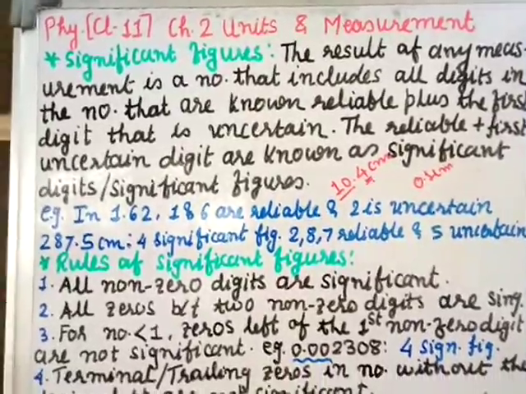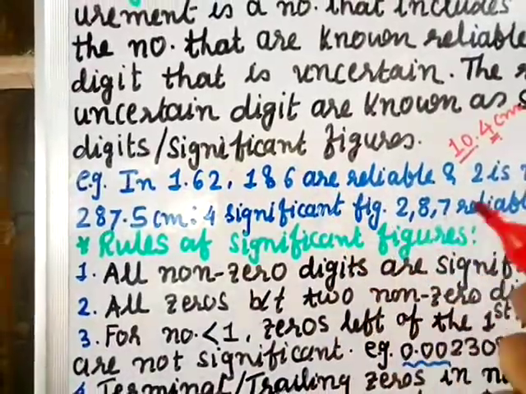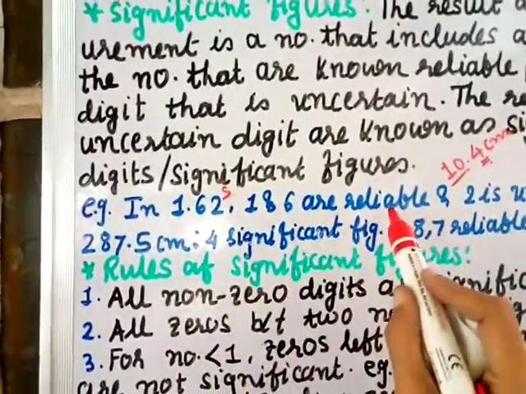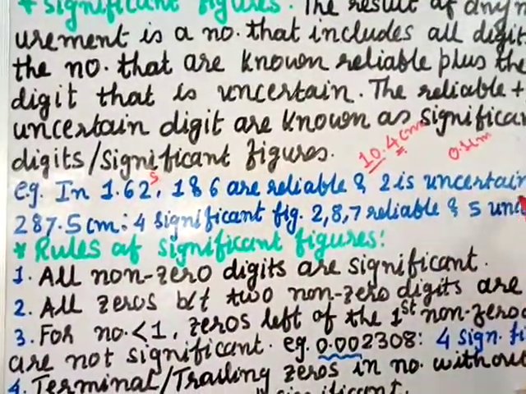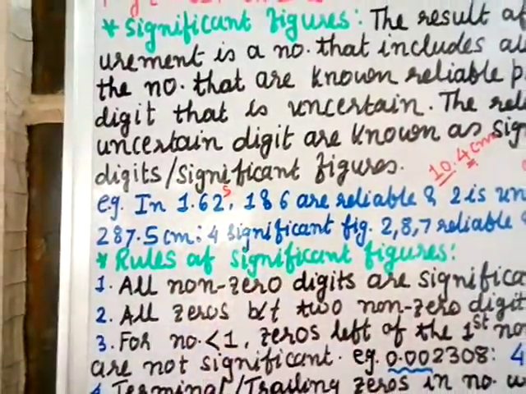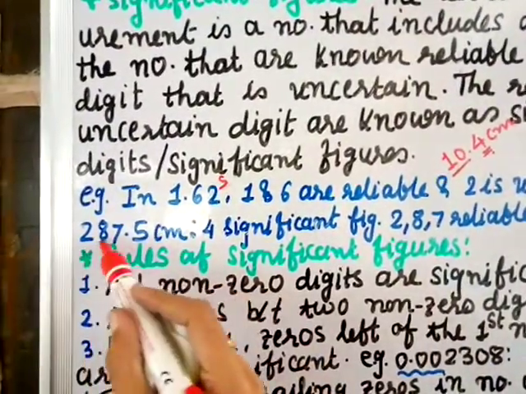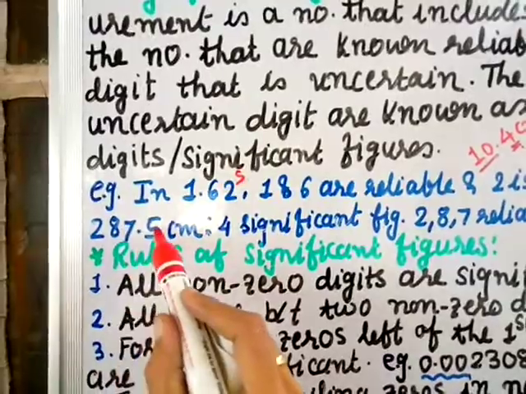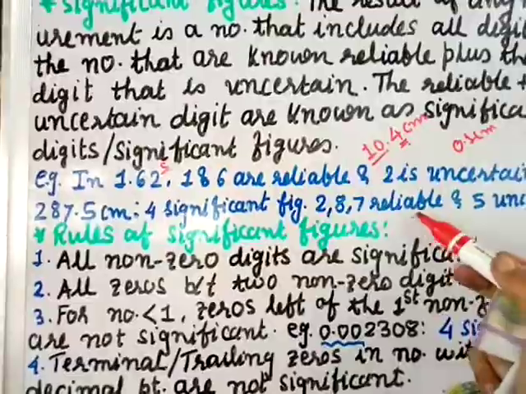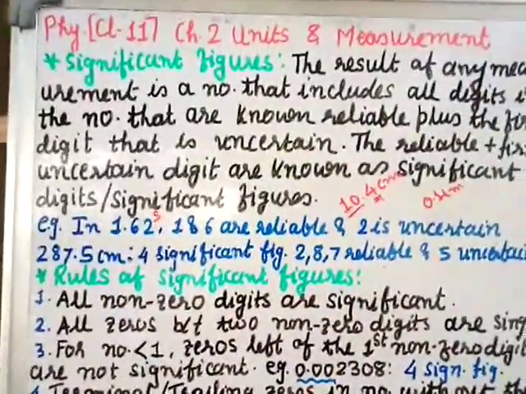Let us take some more examples. In 1.62, suppose this is the period of oscillation of a simple pendulum, in seconds. Then in this, 1 and 6 are reliable, but this 2 is unreliable, that is, uncertain. Therefore the significant figures are 1, 2 and 3, 3 significant figures. Second example, 287.5 centimeter. Here there are 4 significant figures, 1, 2, 3 and 4. And here 2, 8 and 7 are known and reliable, and the 5 is uncertain. So these are significant figures.